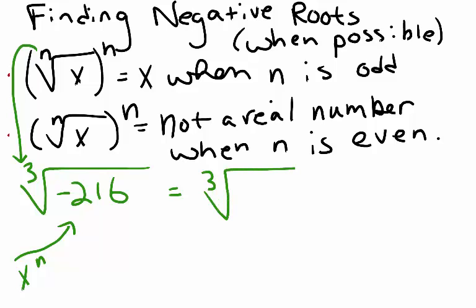The cube root of negative 6 to the third, because negative 6 to the third is negative 216. From here, because our rule tells us that the nth root of x to the n equals x, we know that our answer is negative 6.